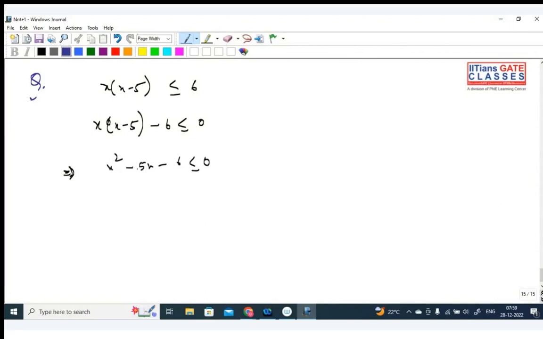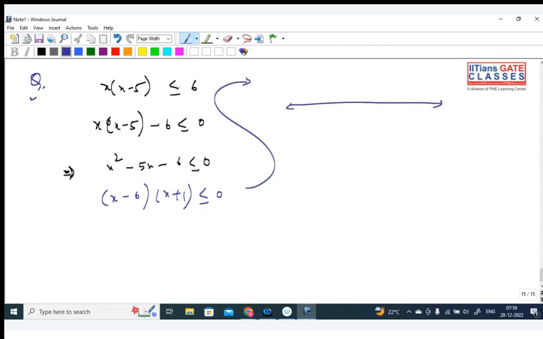You have to factorize this. What is the factor of this? It will be x minus 6 and x plus 1, which should be less than 0. Now it is very easy, right? You first make it in polynomial form, then factorize, then go for this. So this is 6 and this is minus 1, starting with positive, negative, positive, and we have to focus only on negative. So this is minus 1 and 6.